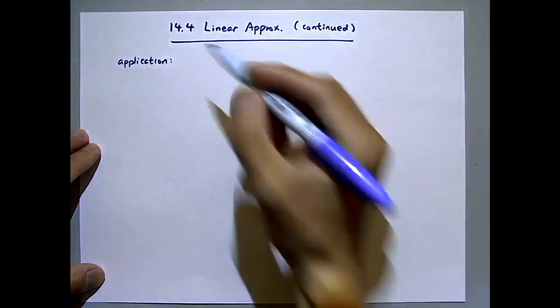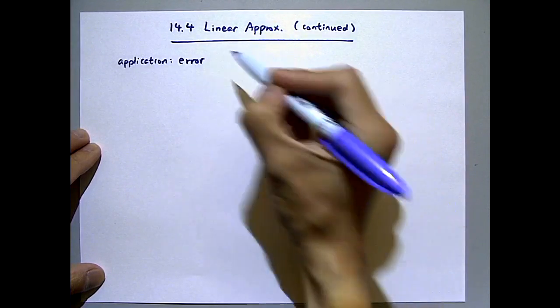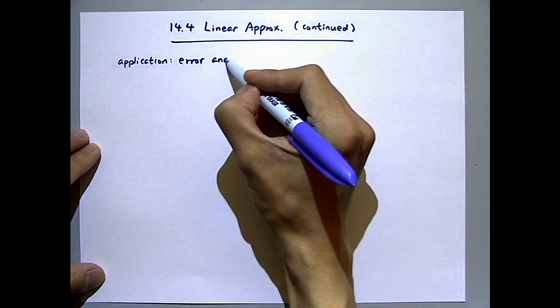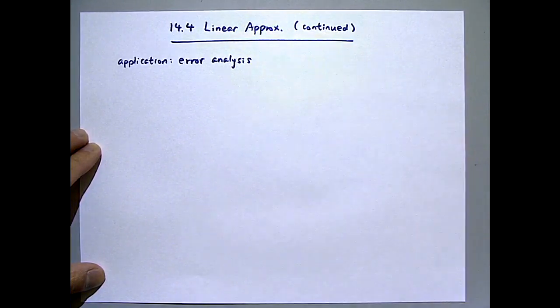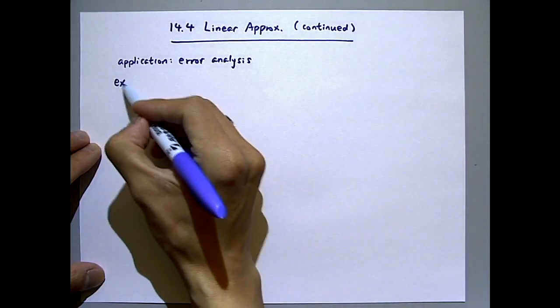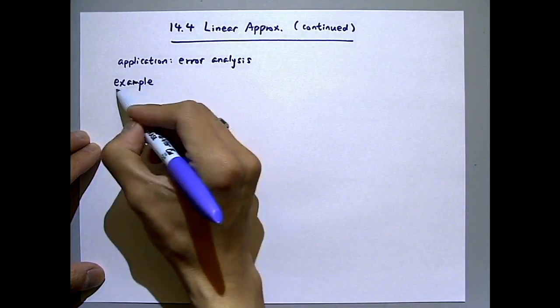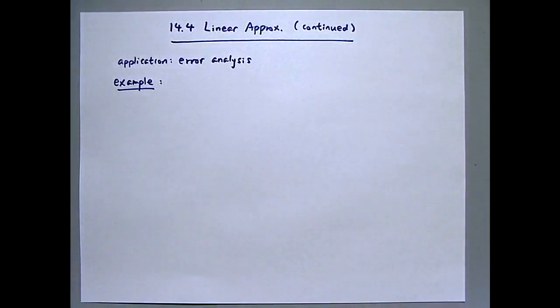And this is an application that analyzes the error. Let's call this error analysis. So what happens here, when we're measuring something with a ruler or with a tape measure, there's always some kind of error. Your ruler is never perfectly precise. So there's always some kind of error built in. We're going to find out when we make an error in the measurement, what does that do to, say, the volume of an object.